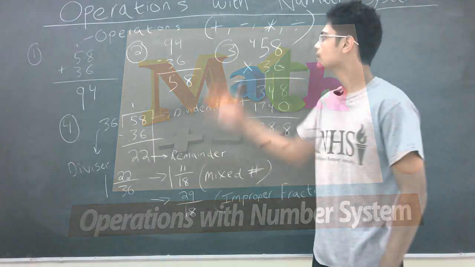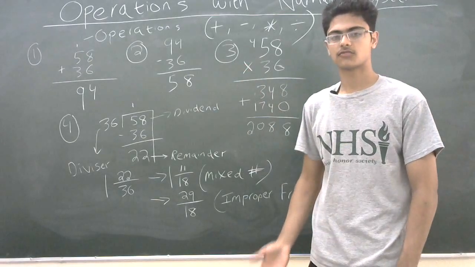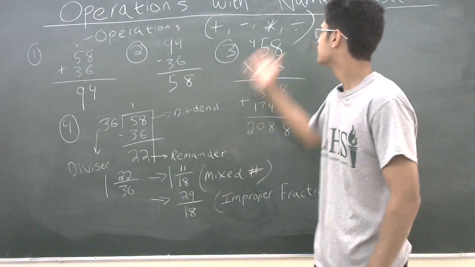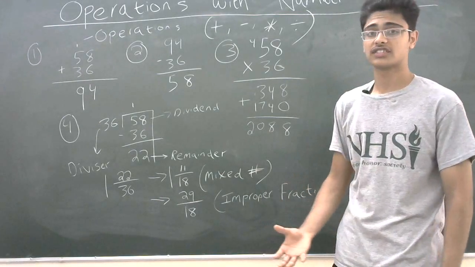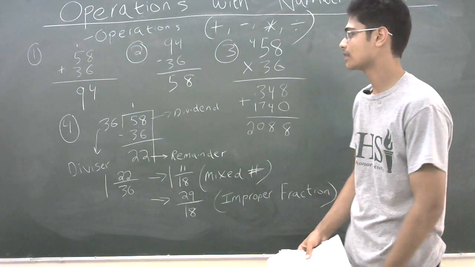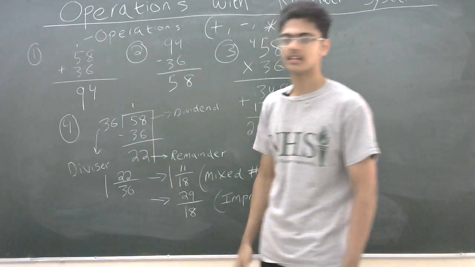So here we have the basic operations, and as we all know, these include addition, subtraction, multiplication, and division. And so these are the basic operations that we must understand before we do higher level mathematics. And so here in the first problem, I have 58 plus 36.